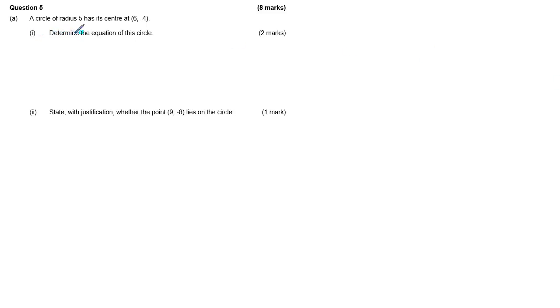A circle of radius 5 has centre at (6, -4). Determine the equation of this circle. Well, we know when we have centre (a, b) and radius r that it's just (x - a)² + (y - b)² = r².